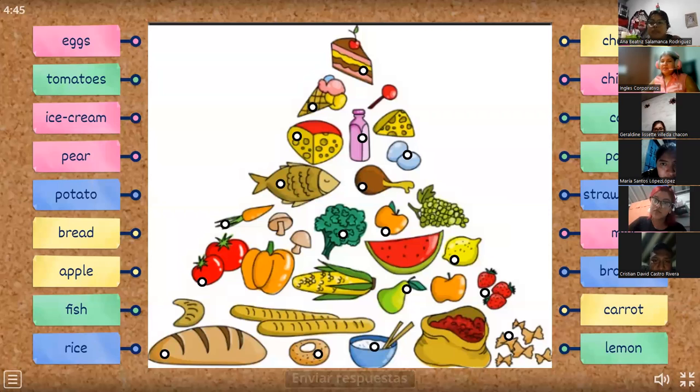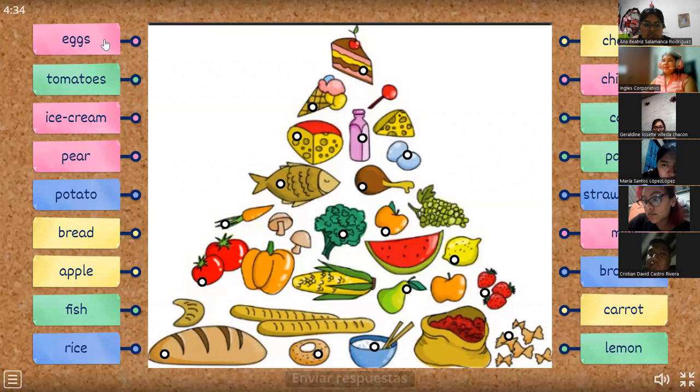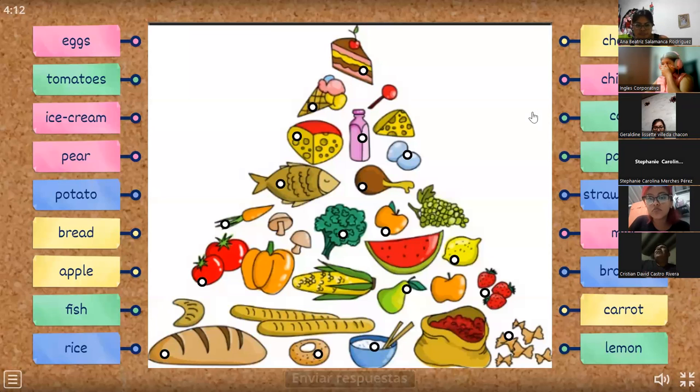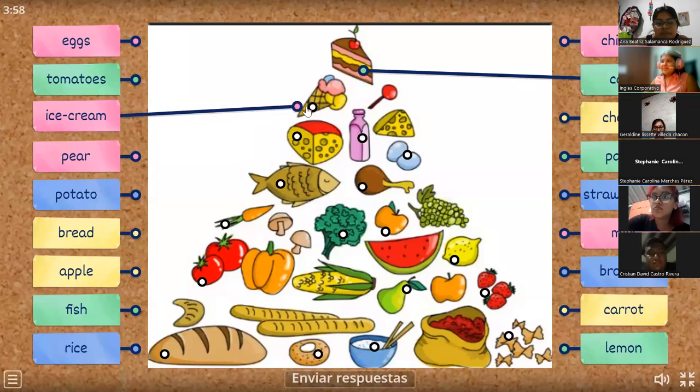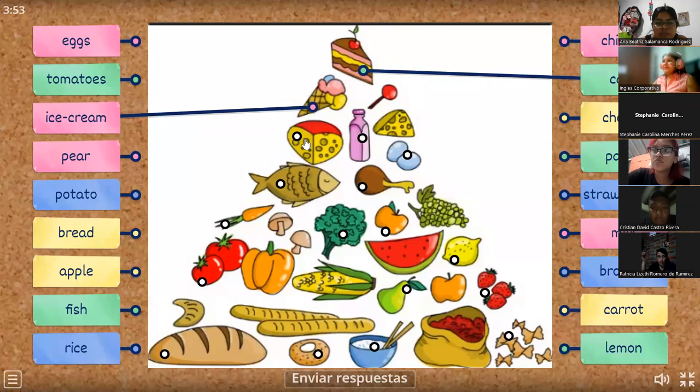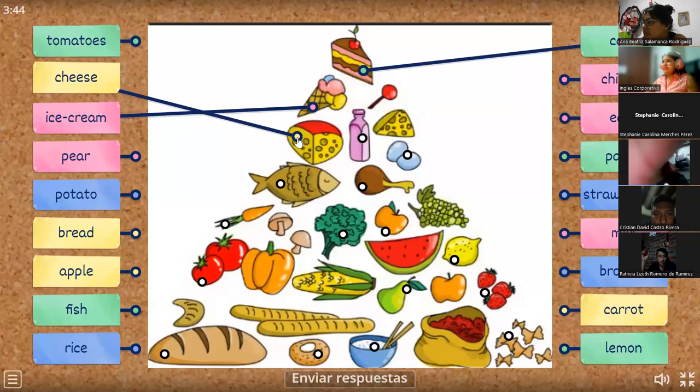Okay. Very good. So we're going to name all the images that you can see here. For example, what would be the name for the first one? Cake. Okay. Salud. Okay. Thank you. What about this one? Ice cream. Okay. Good. What about this one? Cheese. Okay. Next. Milk.